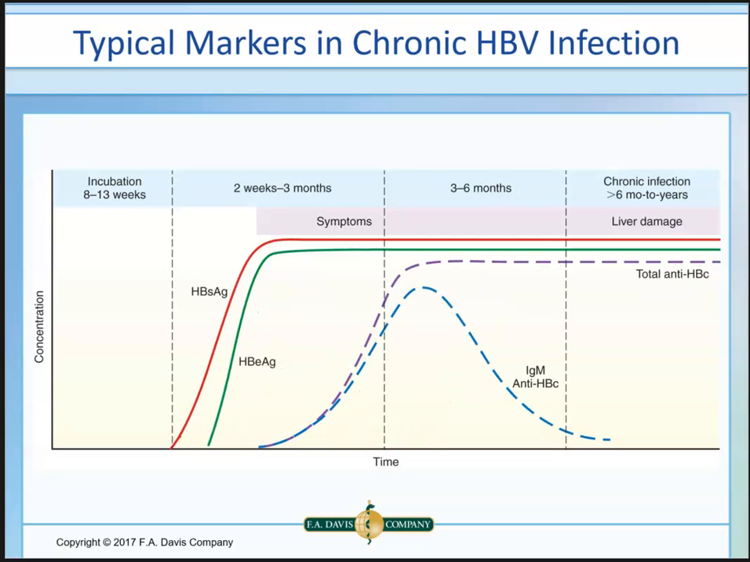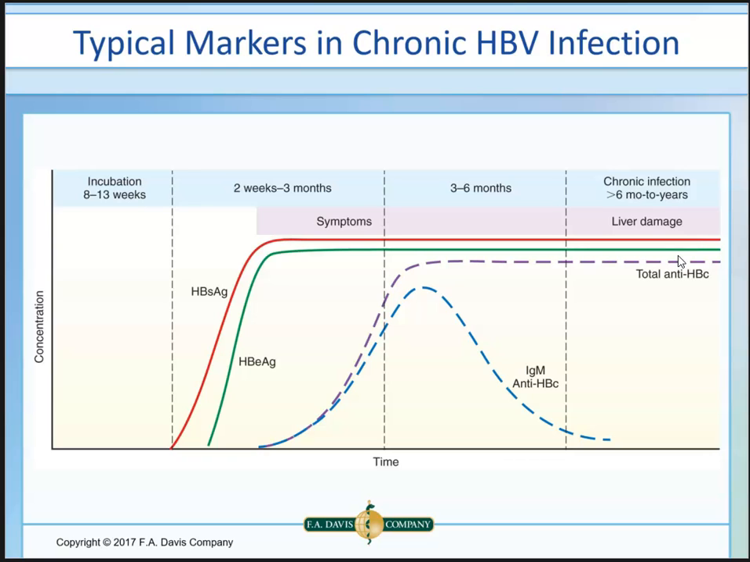Now, if the person has a chronic infection, that means the antigen stays there. See the hepatitis B surface antigen and the BE antigen? See how they just stay there. They don't tail off. They just are there. So then you get liver damage, possible hepatocellular carcinoma, that kind of stuff. The IgM for the core goes up and down. IgG persists too. So a chronic infection is where the antigen stays there. You see it for months, if not years.